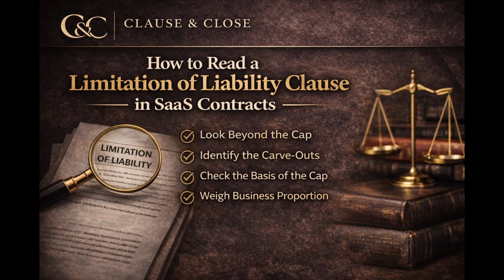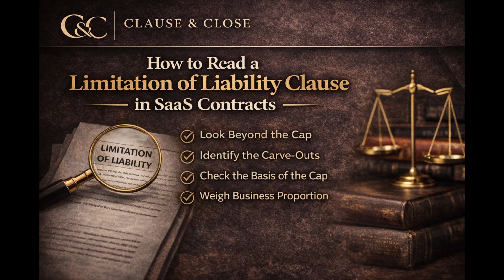These differences matter. Fees paid in the previous 12 months is often more supplier friendly in an ongoing SaaS relationship because it keeps the cap connected to the recent economic value of the contract. Total fees paid under the agreement may be much higher in long-term relationships. Fees payable may be riskier than fees actually paid because it can increase exposure beyond the revenue already collected. So the first step is not just identifying the number, it is identifying the basis of the number. What exactly is the cap built on? That question alone already makes your reading more serious.